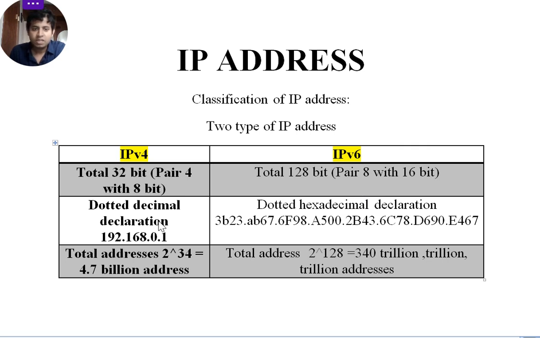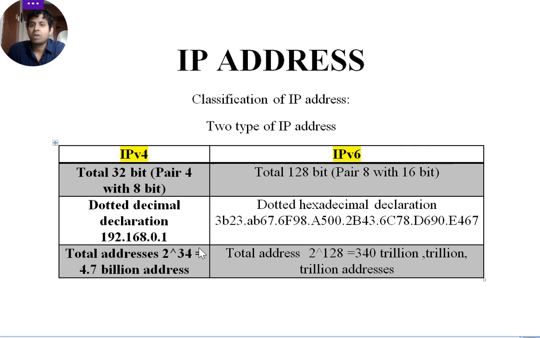And if we look at IP version 4, it has 4 pairs with dotted decimal, because we always get IP version 4 with decimal values separated by dots. So it is not possible to get hexadecimal values like A, B, C, D. Only decimal values are possible in IP version 4.